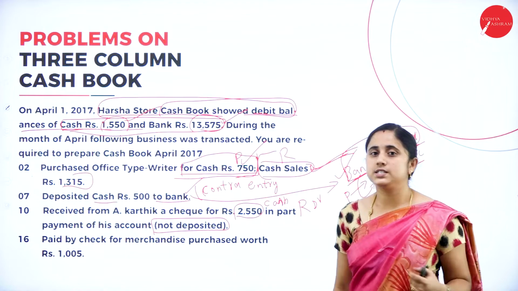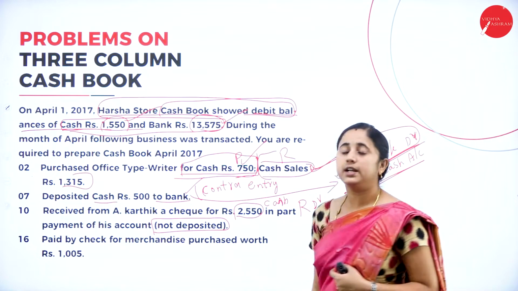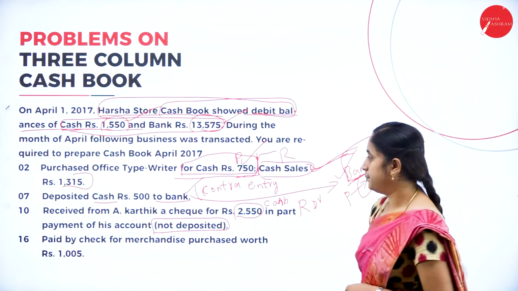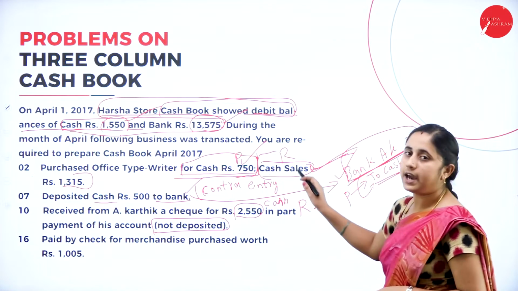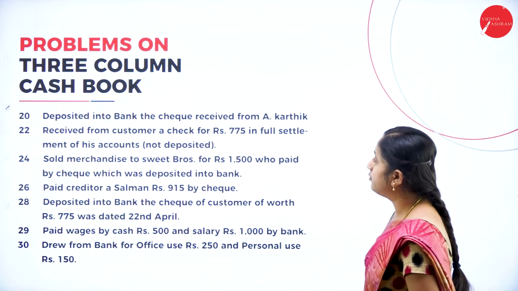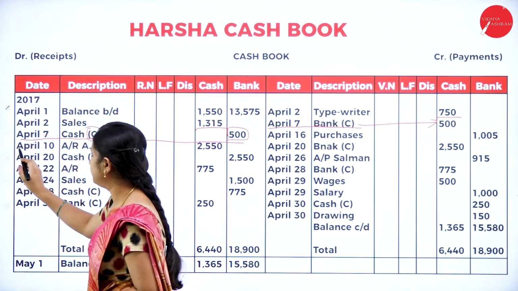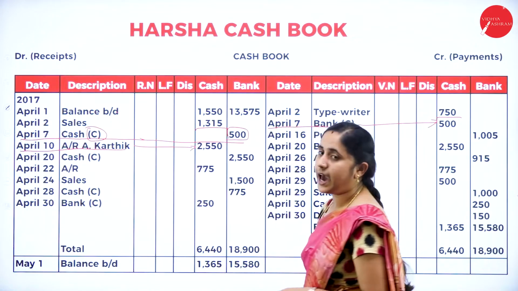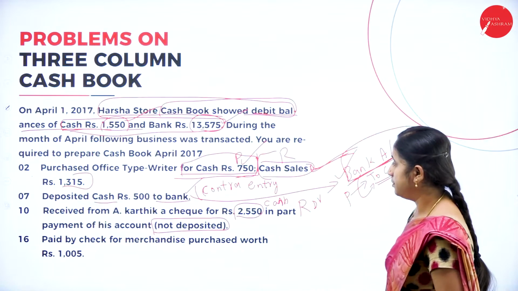If the check is received and not deposited in the bank, you need to record the amount in the cash column. So write April 10th, Karthik, in the cash column 2,550. That is account receivable A. Karthik rupees 2,550 in the cash column. You need to write in the cash column, not in the bank column.